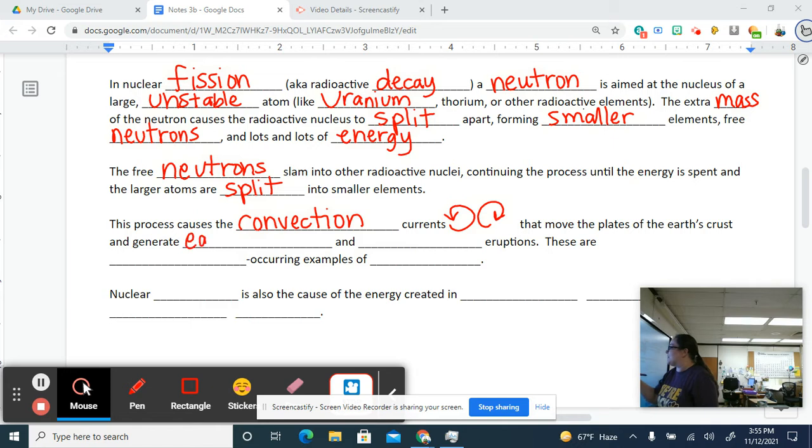That's where we get the energy to cause earthquakes and volcanic eruptions. So if it wasn't for fission happening deep inside the Earth's crust, we wouldn't have earthquakes or volcanoes. And these are naturally occurring examples of fission.